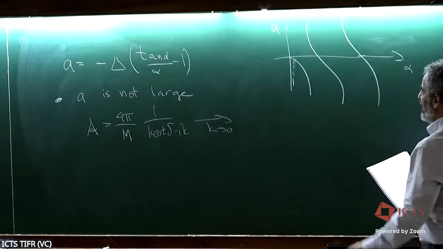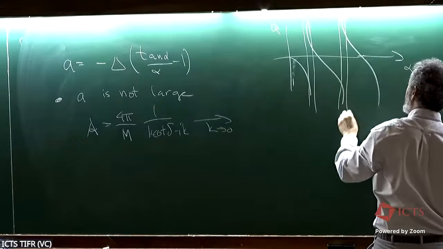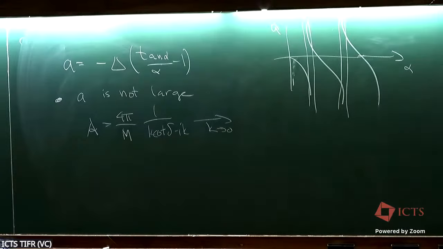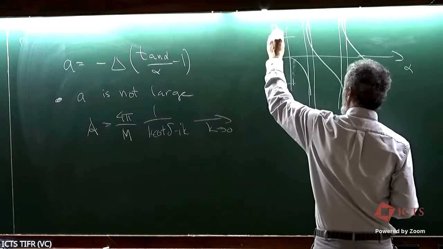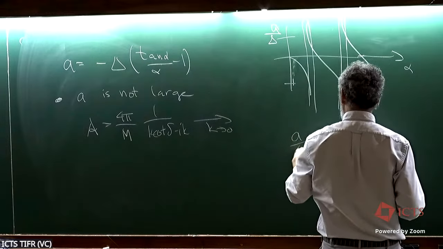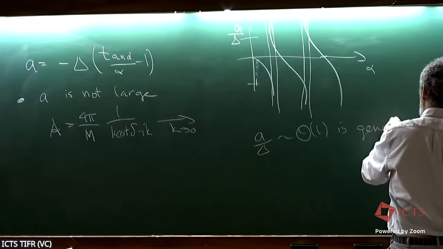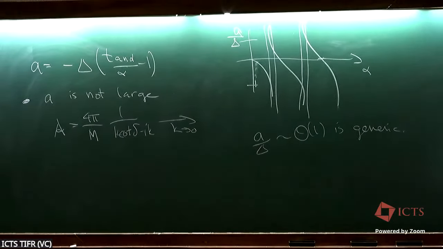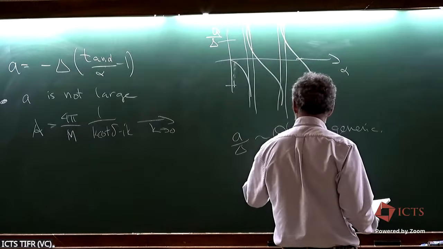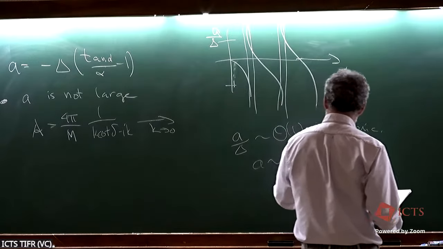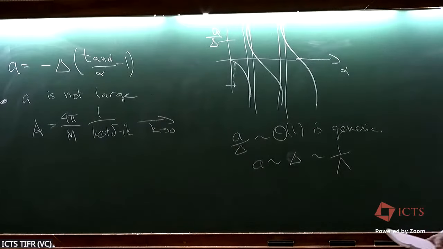And so for generic alphas, so namely not in this very narrow region around these points where there's a bound state in the potential, but for most regions here, what you find is that A over delta is order 1 is generic. So if you don't fine tune your alpha to have these bound states, then typically A over delta is order 1, which means that A is order delta, which is what I would call 1 over the UV cutoff by definition.